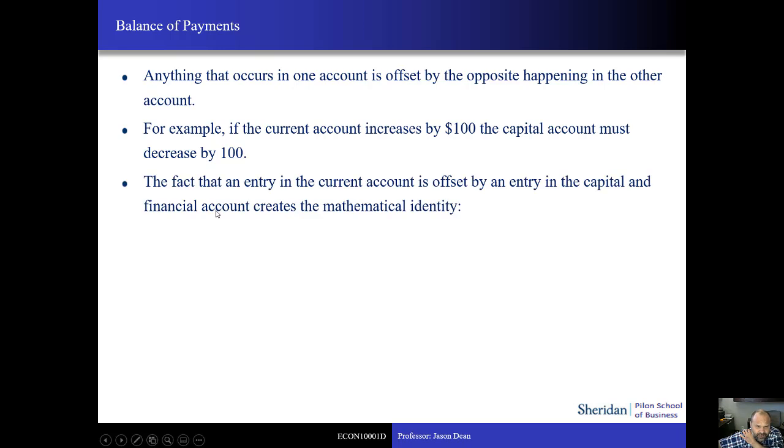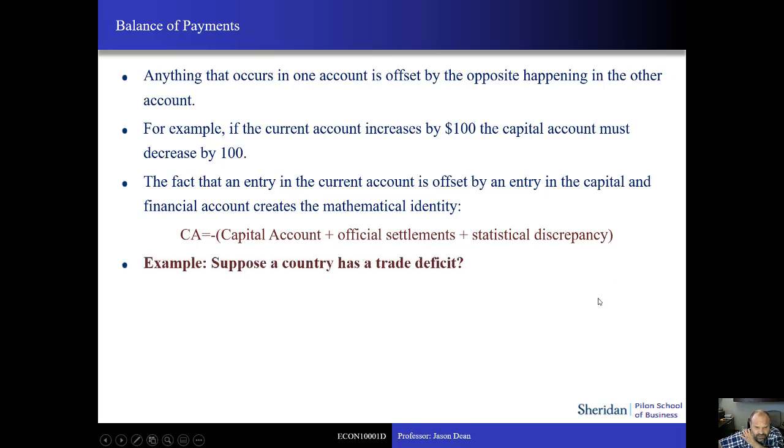Why? The fact that an entry in the current account is offset by an entry in the capital and financial account creates the mathematical identity. So the current account is equal to the negative of the capital account plus the official settlements plus the statistical discrepancy. So suppose a country has a trade deficit.